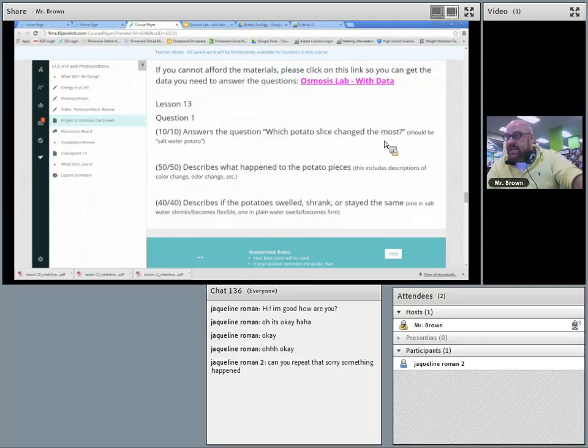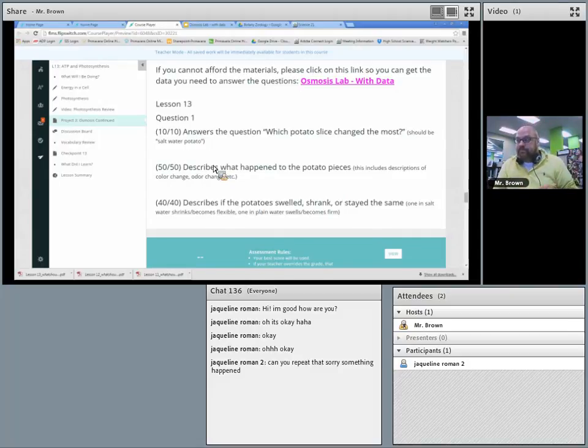So which potato slice changed the most? Probably the saltwater potato, because it got bendy and soft. Some potatoes change color, depending on how old the potato is. Some get a little yellowish or brown. If yours doesn't change color, don't worry about it. What you want to see is that it gets soft.